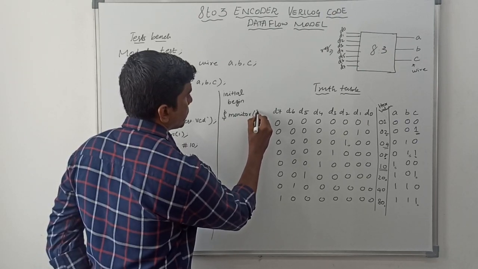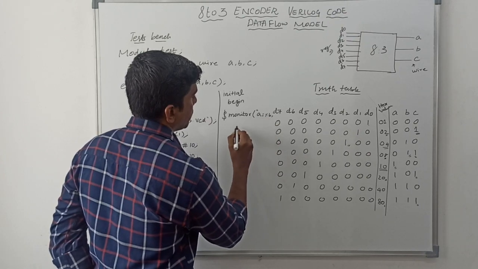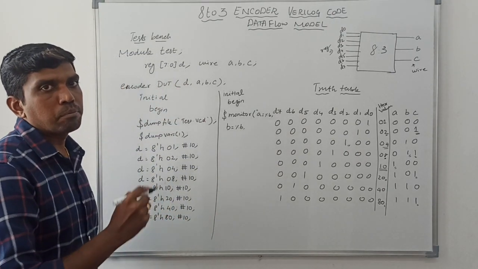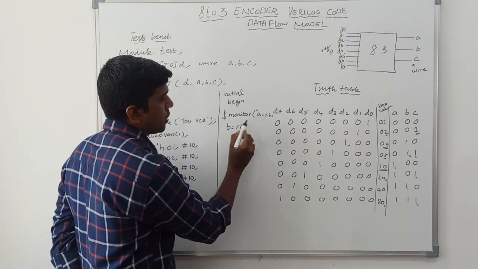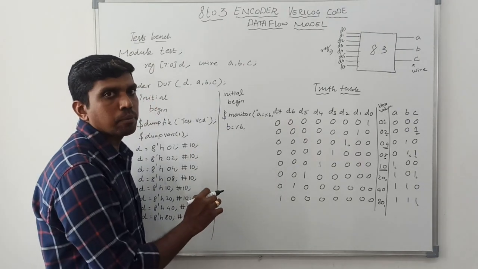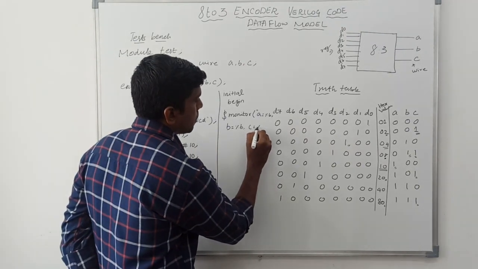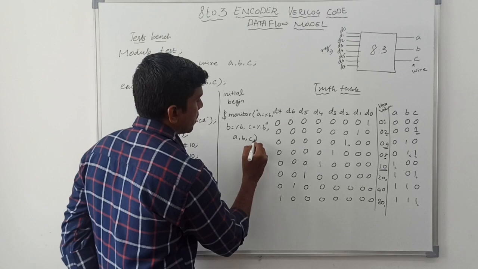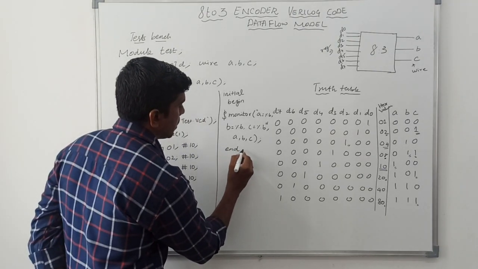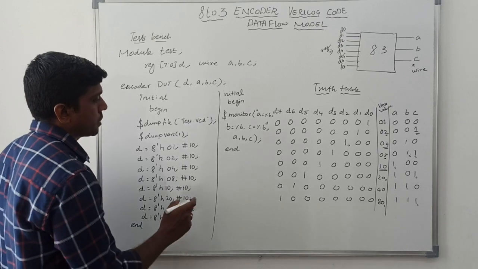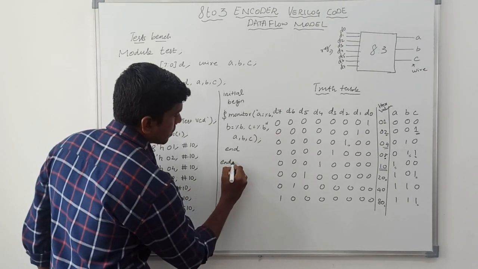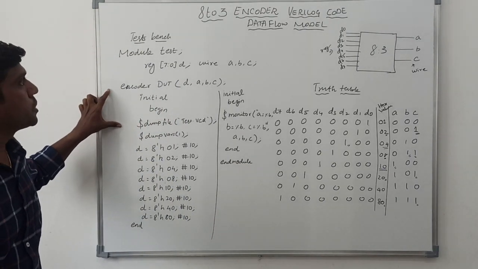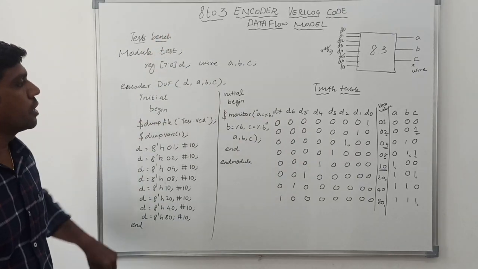So in bracket A equal to %B, D equal to %B. So this %B represents binary representation. So output A value, B value, C value. All the three values are represented in binary. C equal to %B, comma A, comma B, comma C. Then end. So end the monitoring operation. So finally close the module. So end module. So it's a simple test bench Verilog HDL code for 8 to 3 encoder.